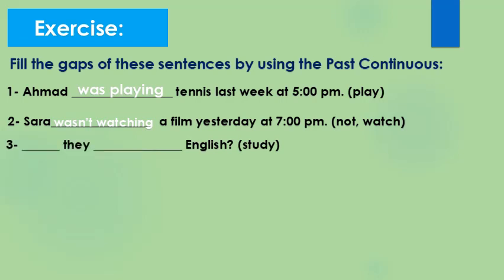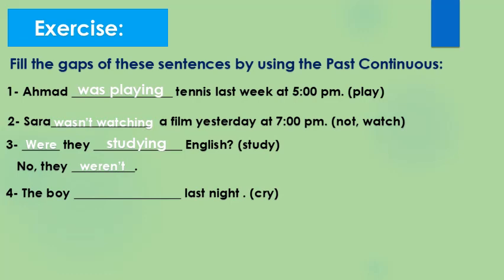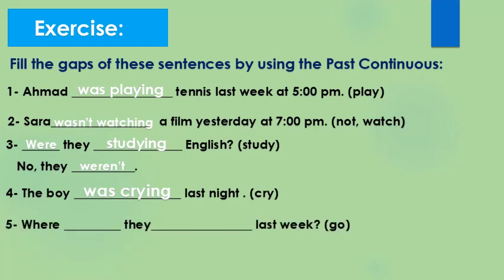Number 3. So here I have a question. English study. So were they studying? No, they weren't studying English. Number 4. The boy last night cried. So the boy was crying last night. Number 5. Where were they going last week? So they were going to school.